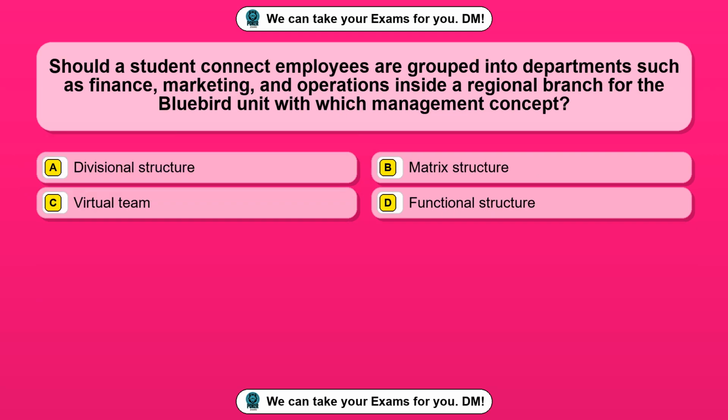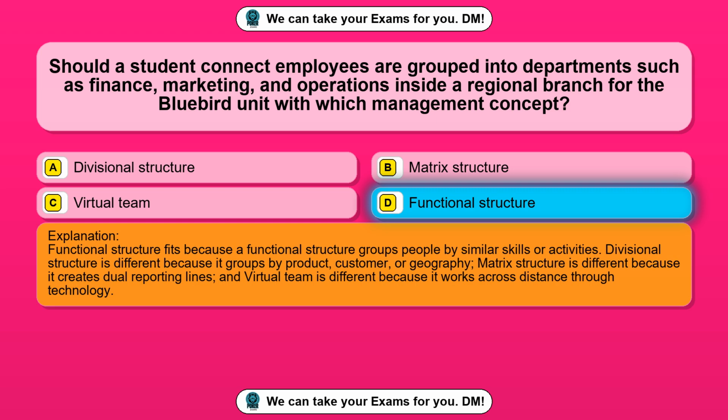Question 16. Should a student connect employees grouped into departments such as finance, marketing, and operations inside a regional branch for the Bluebird unit with which management concept? Option A, divisional structure. Option B, matrix structure. Option C, virtual team. Option D, functional structure. The correct answer is option D, functional structure.